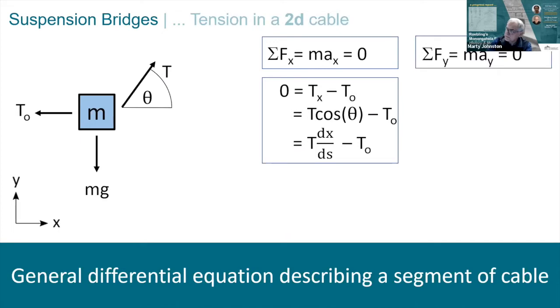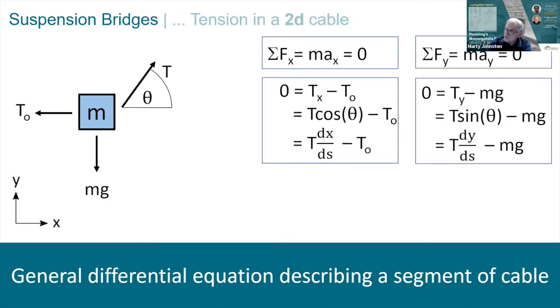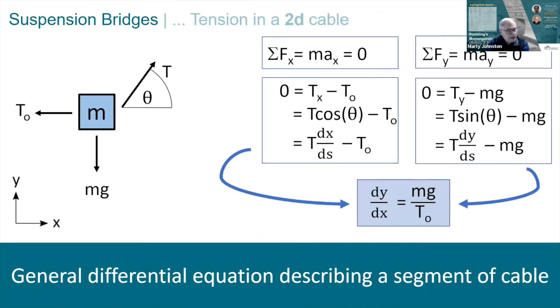I do the same thing on the y. The difference is, instead of cosine, I now have to talk about sine, and I'm balancing the vertical component of T, which is just Ty, which is T sine theta, and that's balanced by mg going down. Those two separate statements, they come out of Newton's laws or vector relationships, so I get one equation for every axis that I'm looking at. I can take those two equations and I can combine them. And they give me a differential equation that describes dy/dx as a function of the mass in my system. And this is a simple picture that I have a differential equation that describes a segment of the cable. With that one idea, I can take apart these two different bridge structures. So let's do that.